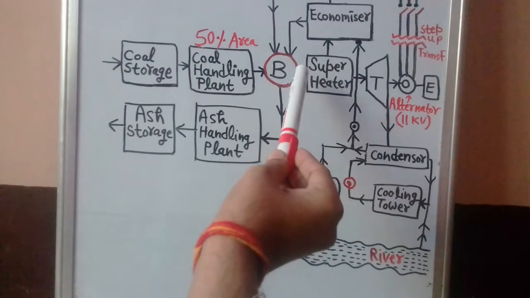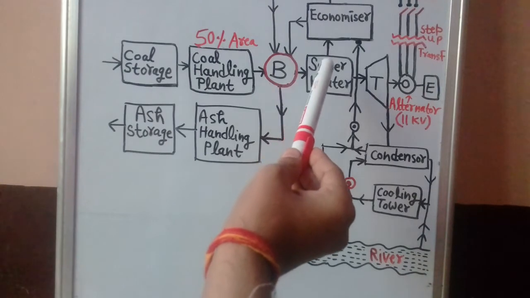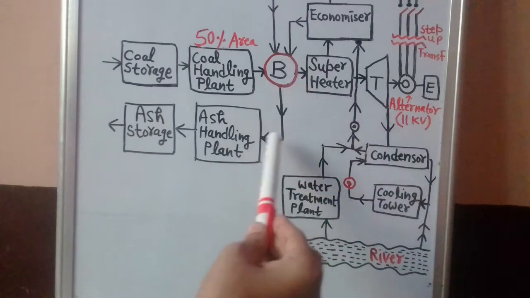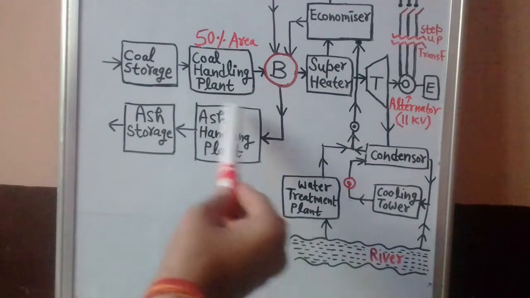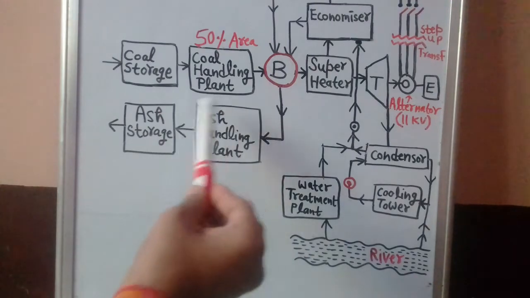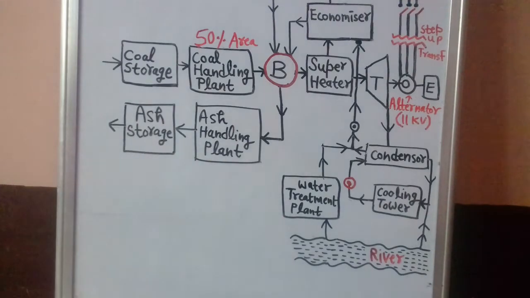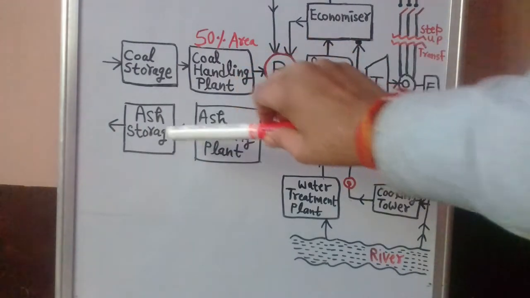Now the coal is fed to the boiler furnace, and coal is burned in the boiler furnace, and ash is now produced. This ash is now delivered to the ash handling plants, and from the ash handling plant, the ash is delivered to the ash storage. Now ash is also useful, isn't it? Because ash can be used in the cement making industry and in the brick making industry. So ash can also be utilized.